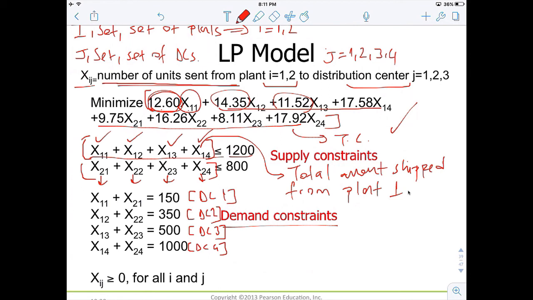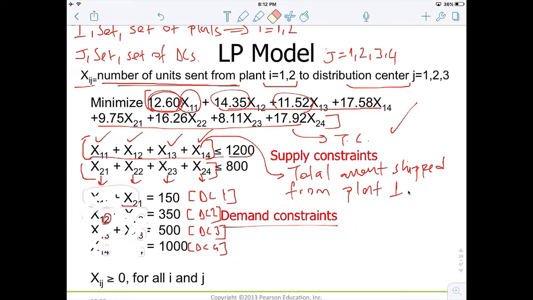So x11, by definition, is the number of units sent from plant 1 to distribution center 1, and x21 is the amount of goods sent from plant 2 to distribution center 1. If you add them together, there is no other plant, we only have 2 plants, you would get the total amount shipped to distribution center 1 from those 2 plants. And you are just going to do the same thing for the other distribution centers. Again, the only thing that's changing here is the second index, reserved for distribution centers. So this is for the third one, and this is for the fourth one.